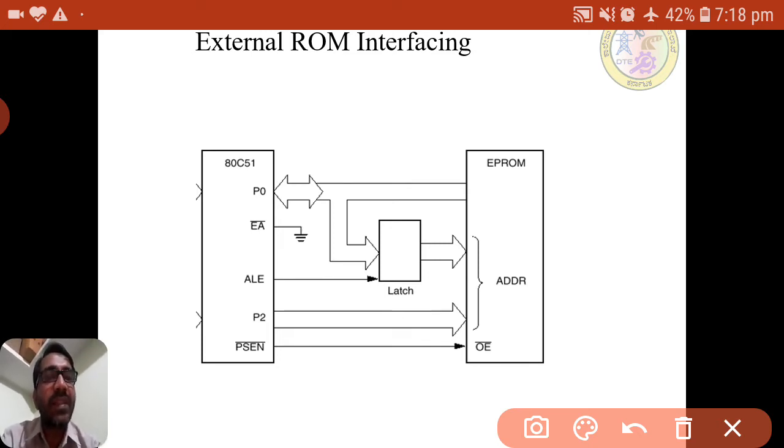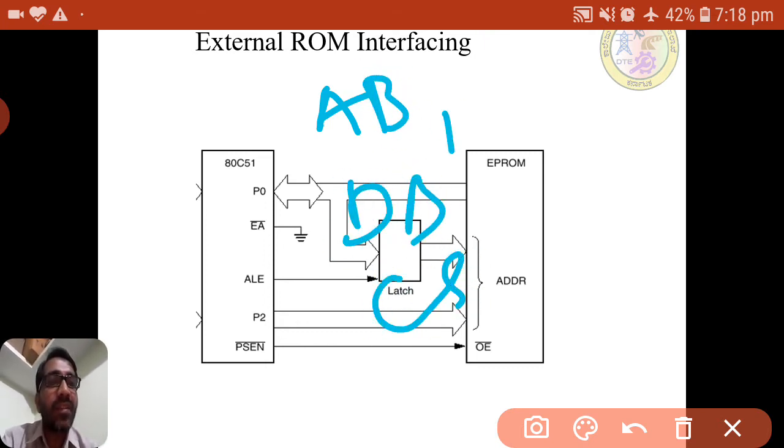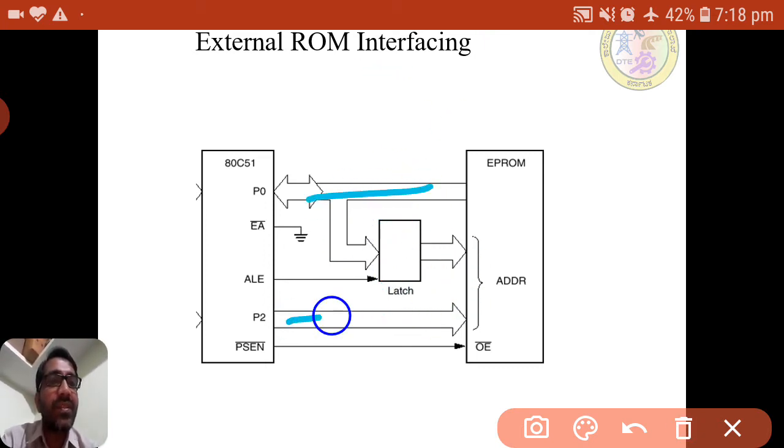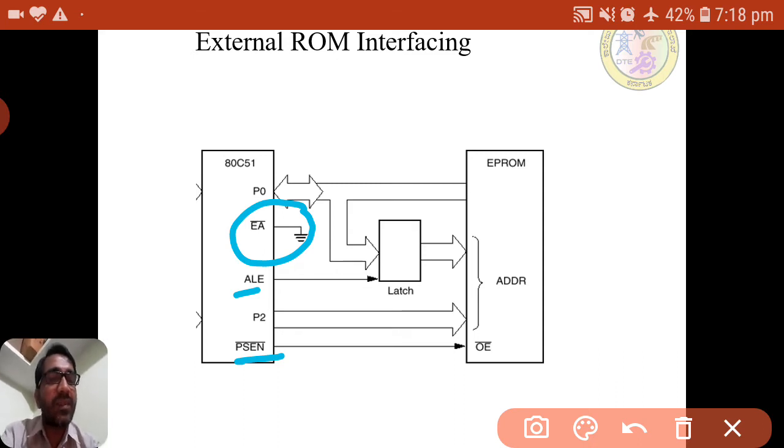So what is basically needed? Address bus, data bus, and control bus. Here the address bus is these two, the data bus is multiplexed here, and the control bus is nothing but ALE and PSEN. Anyway, EA is also a control signal, but it is grounded dedicatedly.